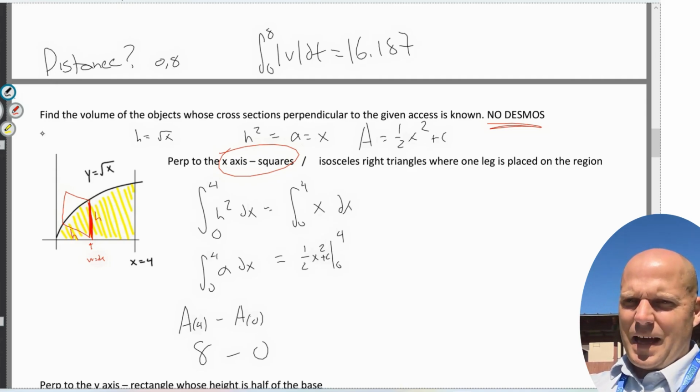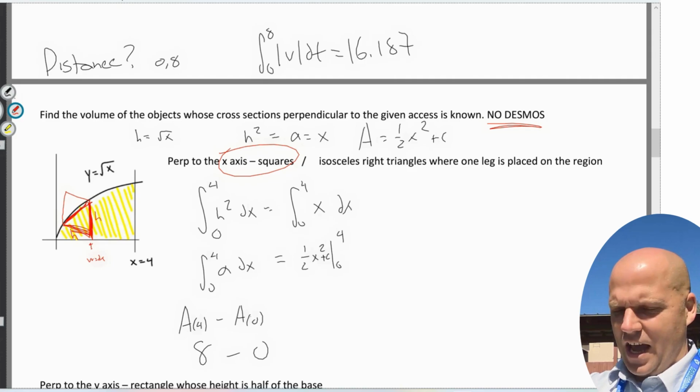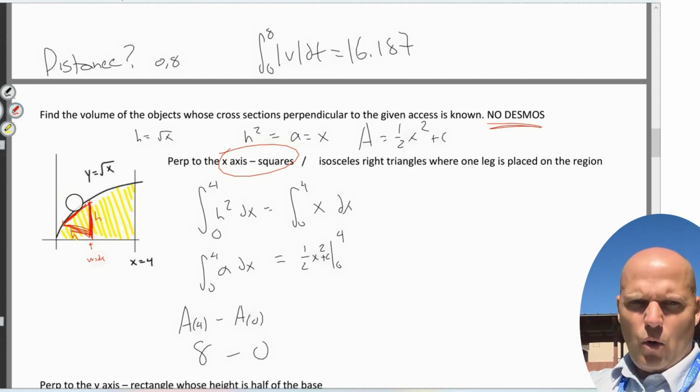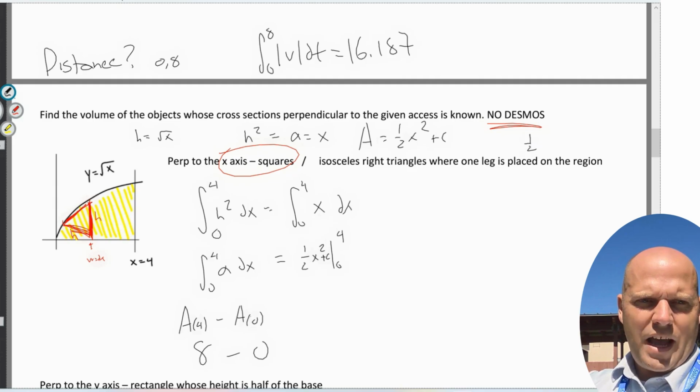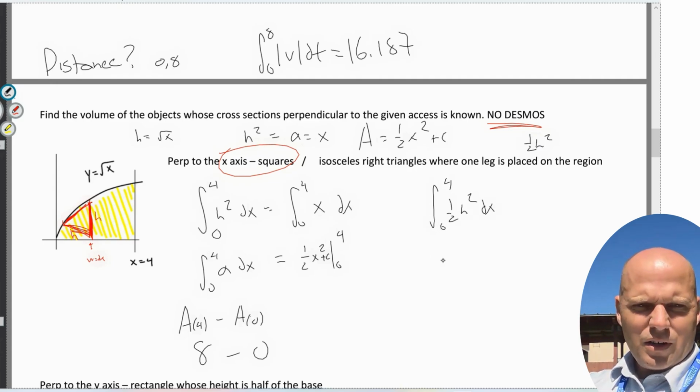And then we talked about how that's the lesson. Any other object besides a semicircle has this as its basis. If I said isosceles right triangles, all you're going to do is take this and divide it by 2. Isosceles right triangles will be 1/2 h squared. So I just need to do 1/2 h squared from 0 to 4, and I end up with the answer of 4.